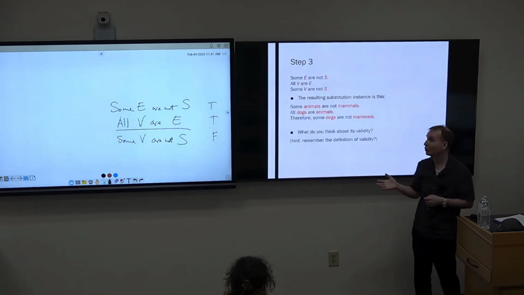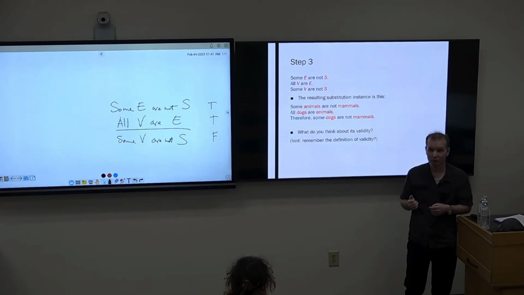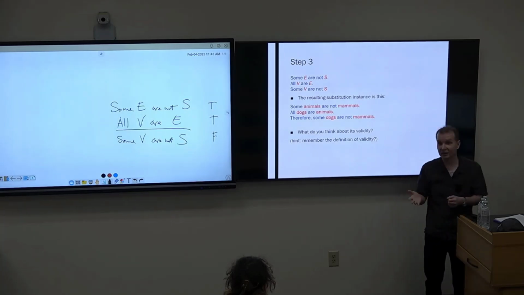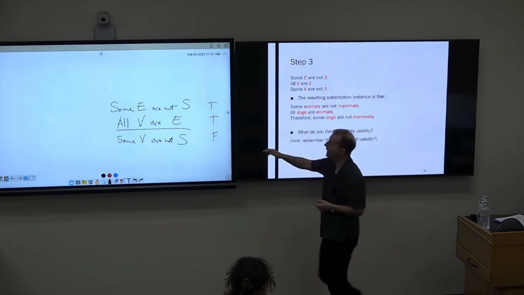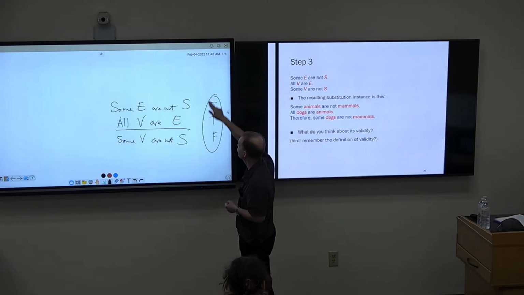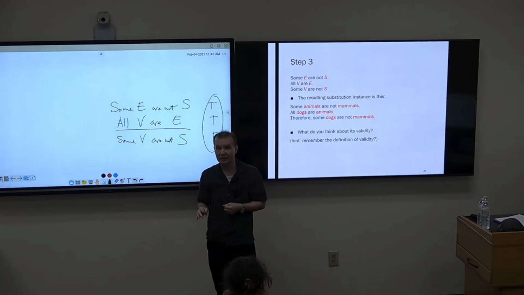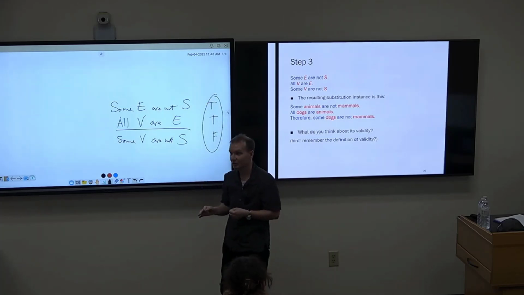Some animals are not mammals. Is that true? Yes. All dogs are animals. Is that true? Yes. Therefore, some dogs are not mammals. Is that true? No, clearly false. So you see, we got this combination, and this combination now proves to us that the argument is invalid.